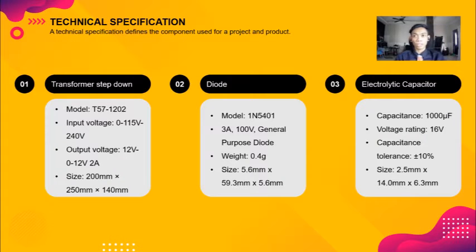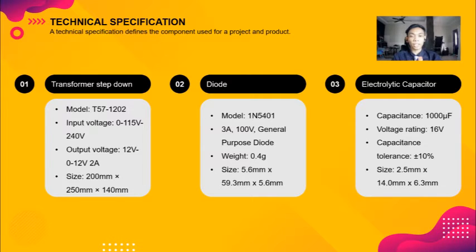Okay, next for the technical specification. So what is a technical specification? A technical specification defines the components used for a project and product. For the first one, we use a step down transformer, model T571202. For the input voltage from home, we use 240 volt. As the output from the transformer, we take 12 volt and 2 ampere. Its dimension size is 200 millimeter multiplied by 250 and multiplied by 140 millimeter.